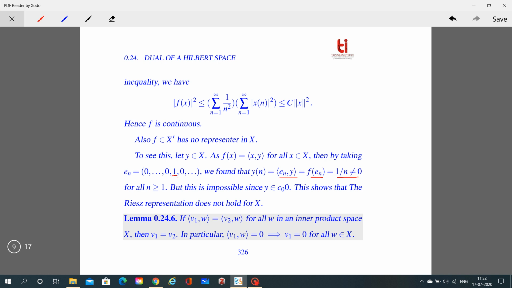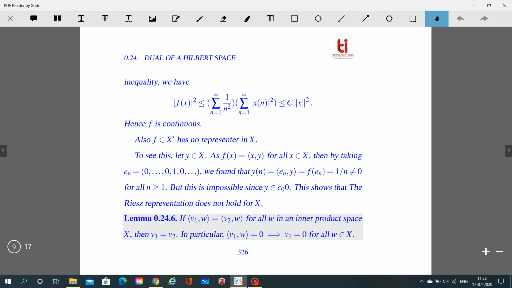So now the next lemma we will discuss, representing for the equality. Let the inner product of v1 comma w be equal to the inner product of v2 comma w for all w in an inner product space X, then v1 is equal to v2. In particular, the inner product of v1 comma w equal to 0 for all w belonging to X implies that v1 is equal to 0. So now we'll discuss the proof of this.